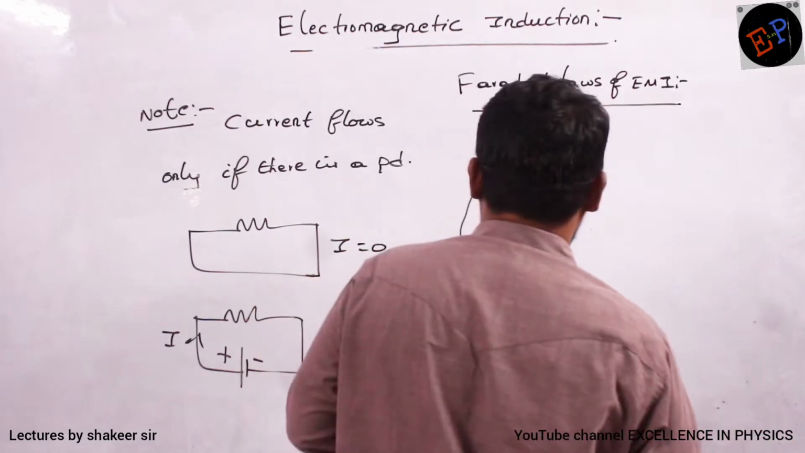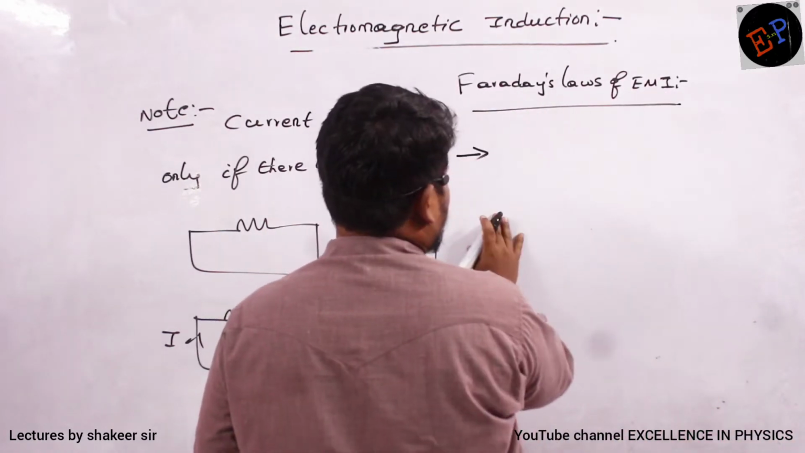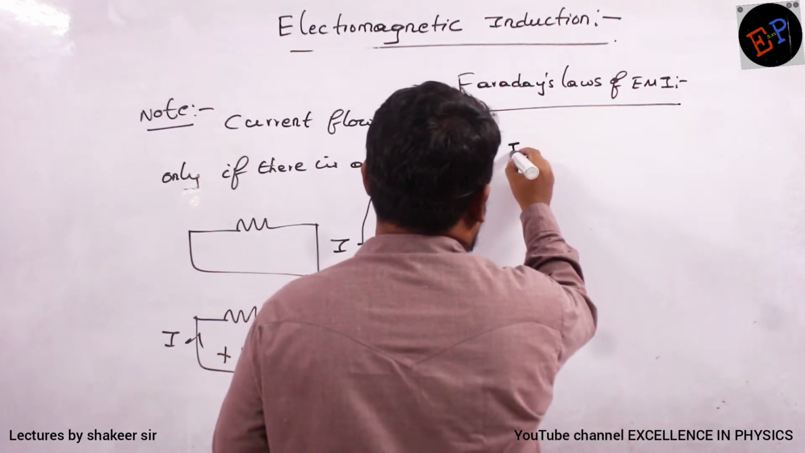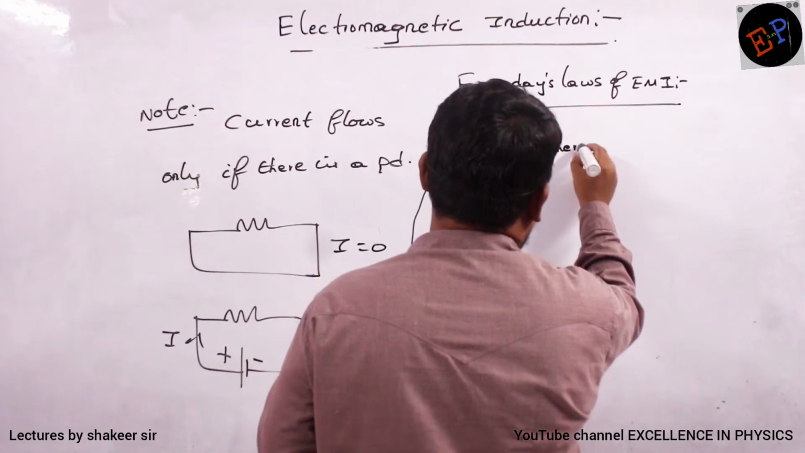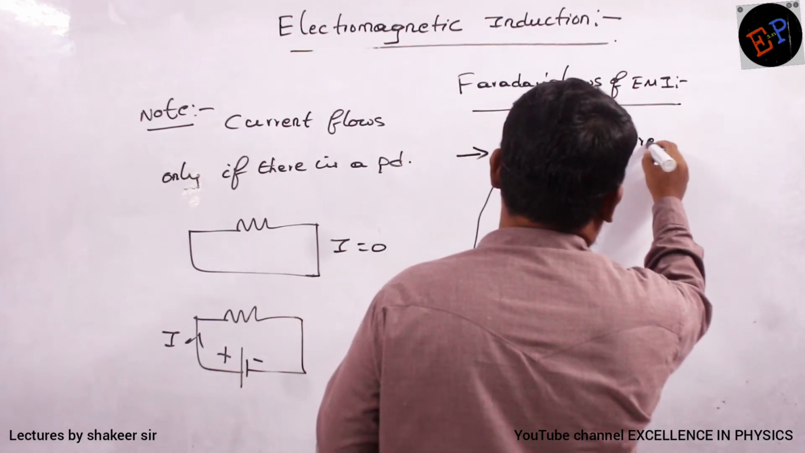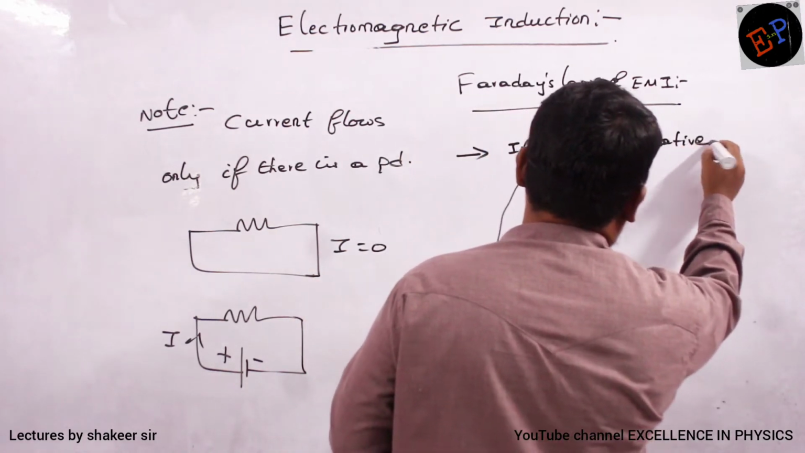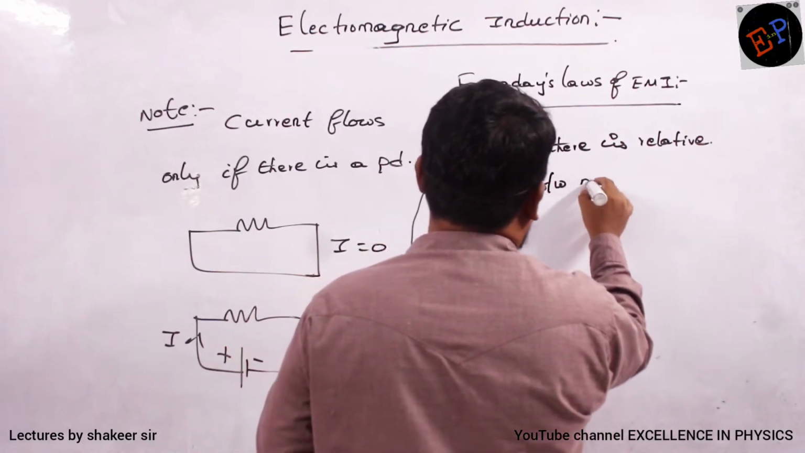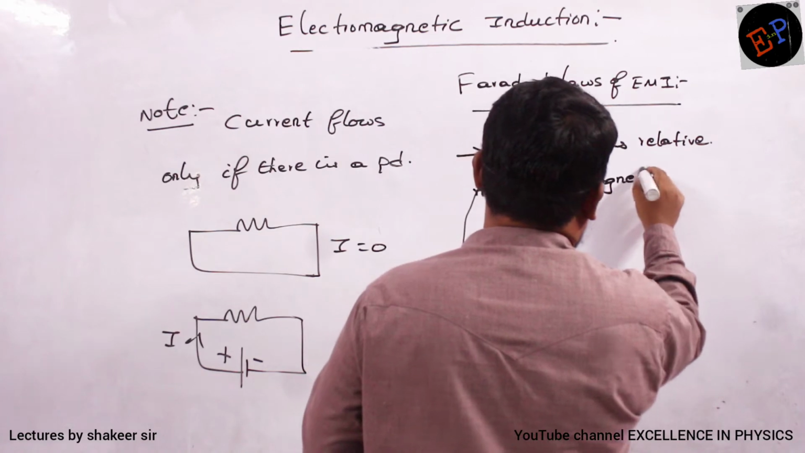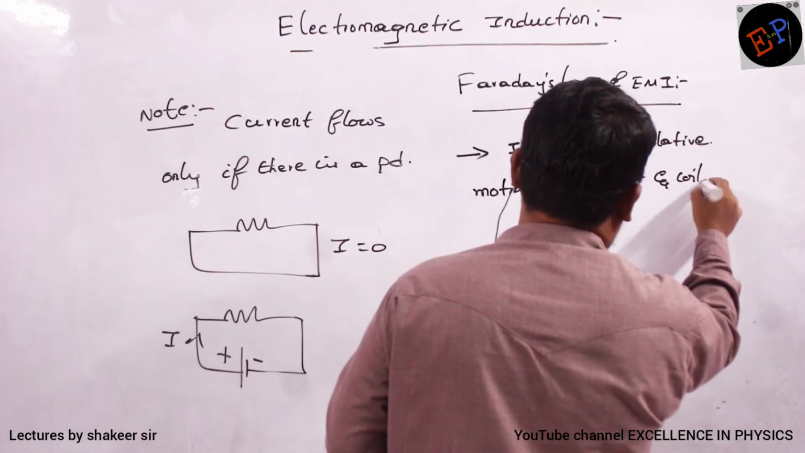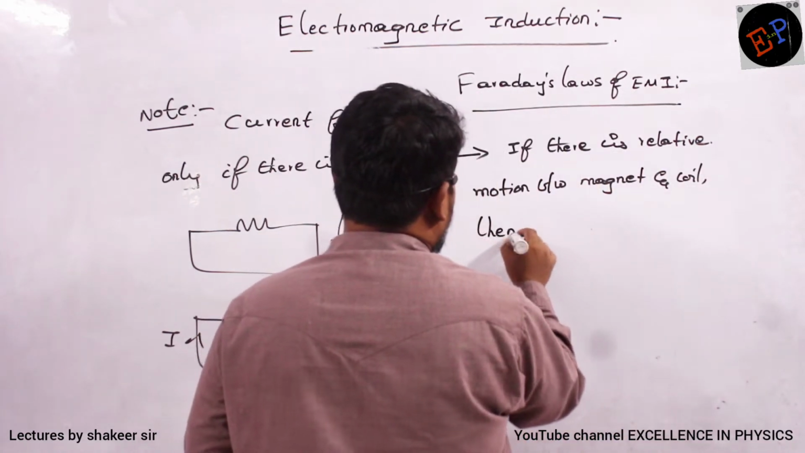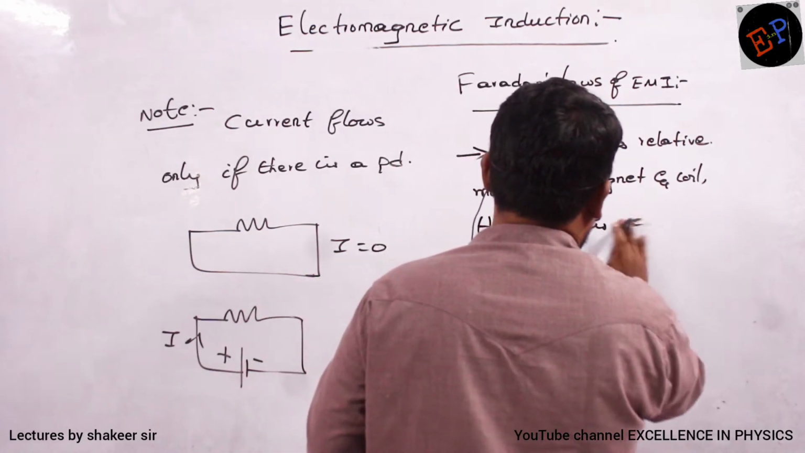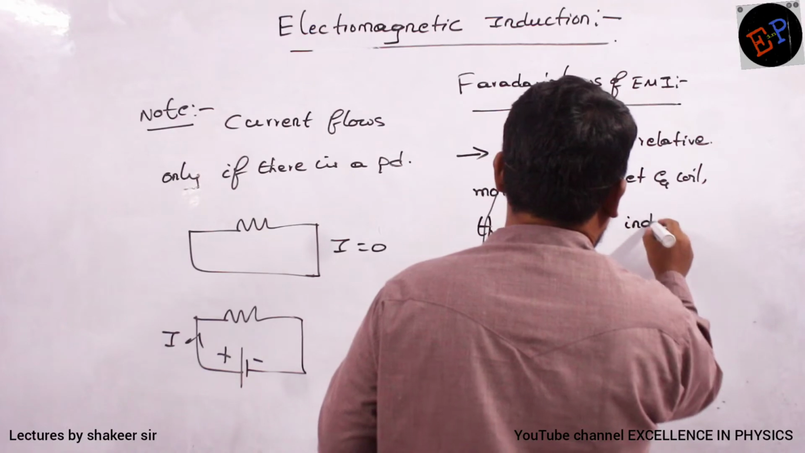So Faraday's laws of electromagnetic induction. First law. Same, whatever we have discussed, that is our first law. If there is relative motion between magnet and coil, then EMF is induced.